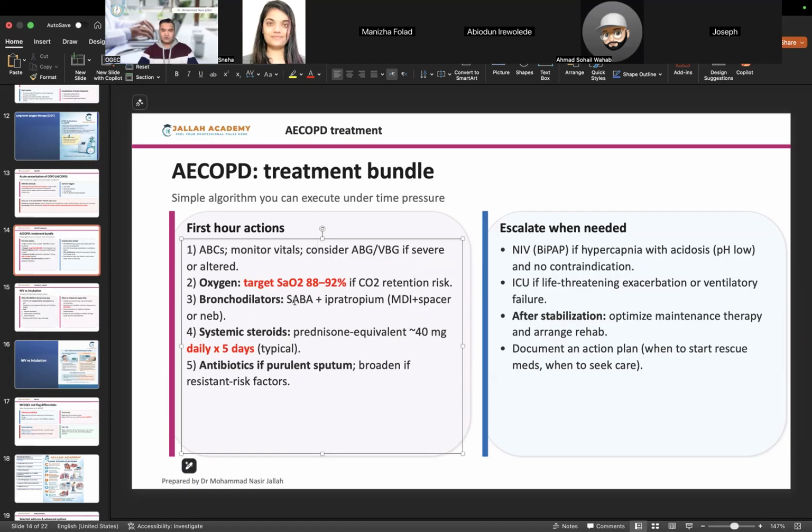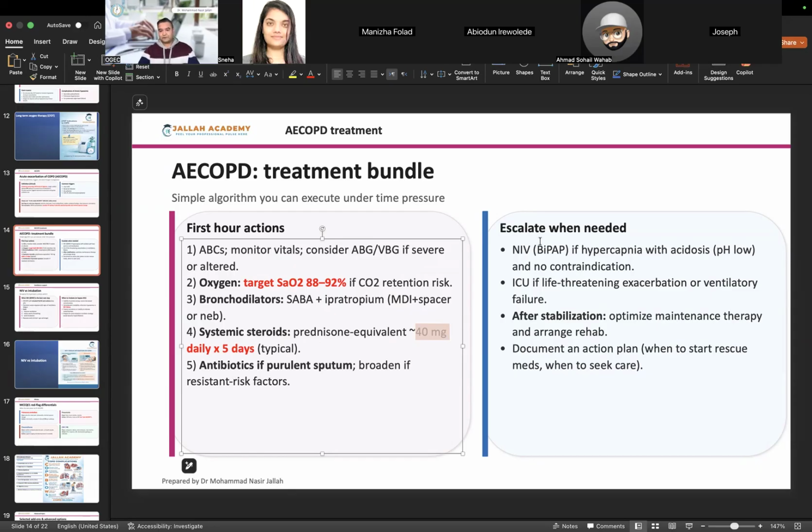Bronchodilator, SABA is always there. Ipratropium bromide, MDI, spacer, or nebulizer. Systemic steroid, prednisone, usually around 40 milligrams. Remember, 5 days, not for maintenance, not for the long term. If they want to test you on oral steroids, they will not ask you how much, they are not going to ask about the dosage, but for how long. That might be a question. Antibiotic for purulent sputum, which I did mention before.